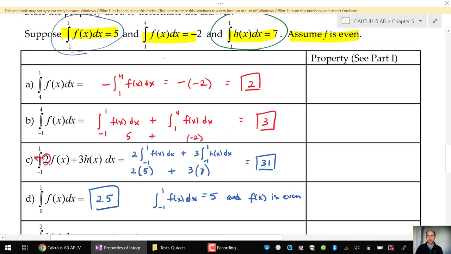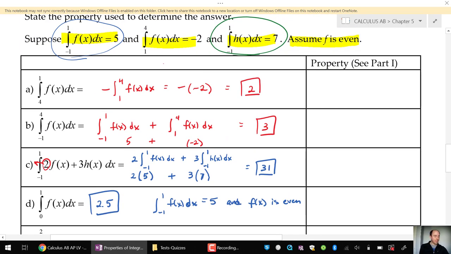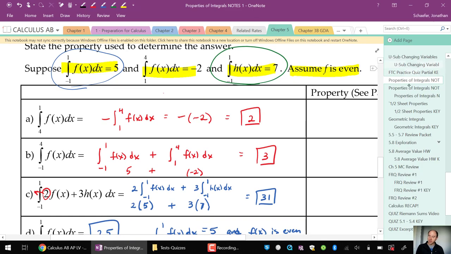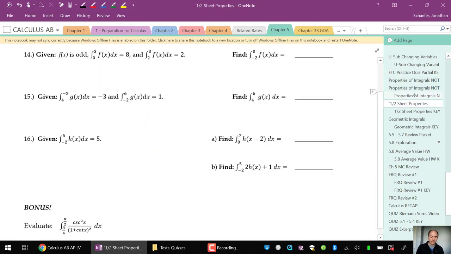So that's kind of how the properties work. And I actually have a series of a few more examples that I'd like to show you in this video that I'd like you to try. They're a little bit more complex.